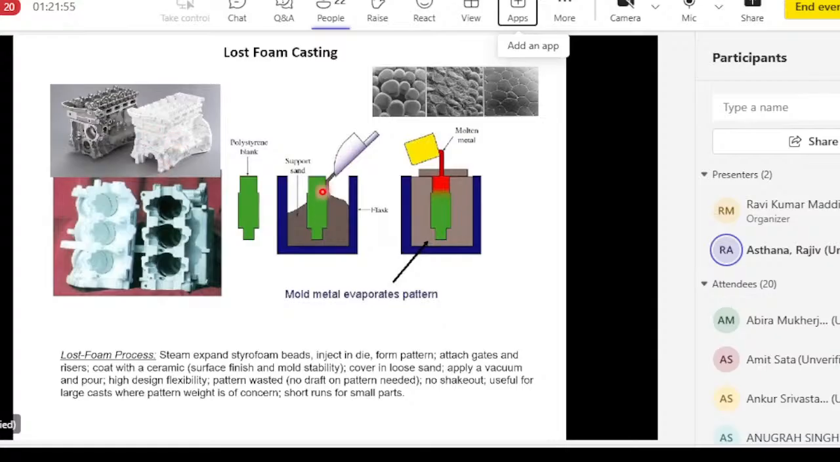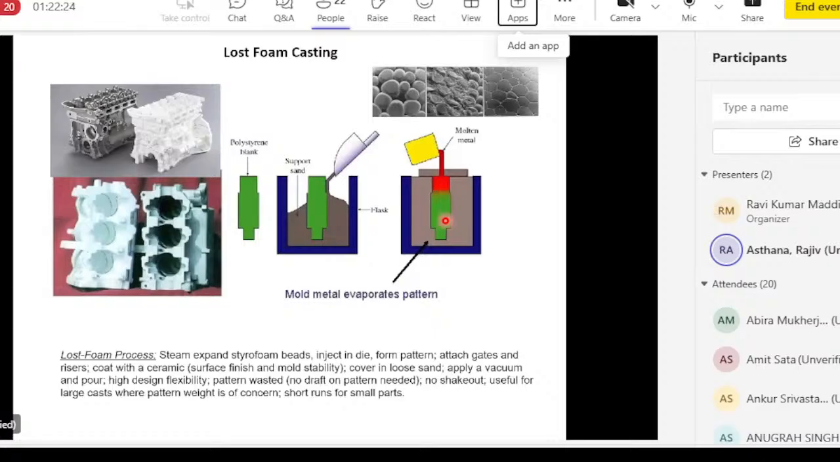Then the foam pattern is placed or covered in loose unbonded sand. And before that, you will have to attach runners and gates and risers. They are also made of foam, and they are attached by just simple hot glue or by putting some pins. So when the whole thing is assembled, you cover this in sand and pour hot metal. The foam burns out, the metal takes its place.